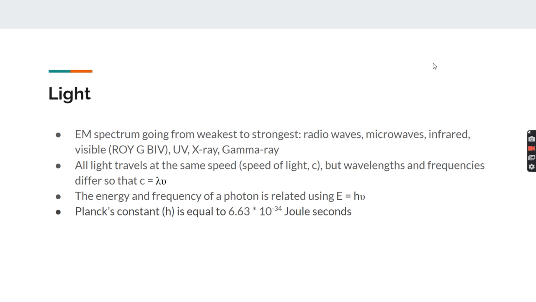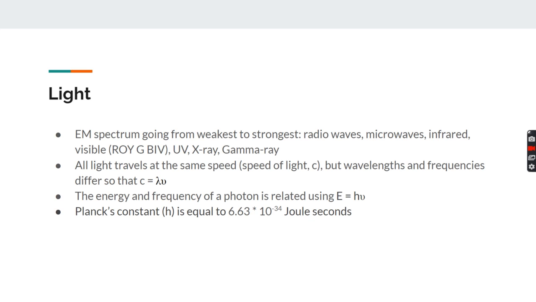So another big part of this unit is light. So the electromagnetic spectrum, it has radio waves that are really weak, and then microwaves, infrared, and then visible light, which red is the weakest, violet is the strongest, and then UV, X-ray, and gamma rays is the strongest.